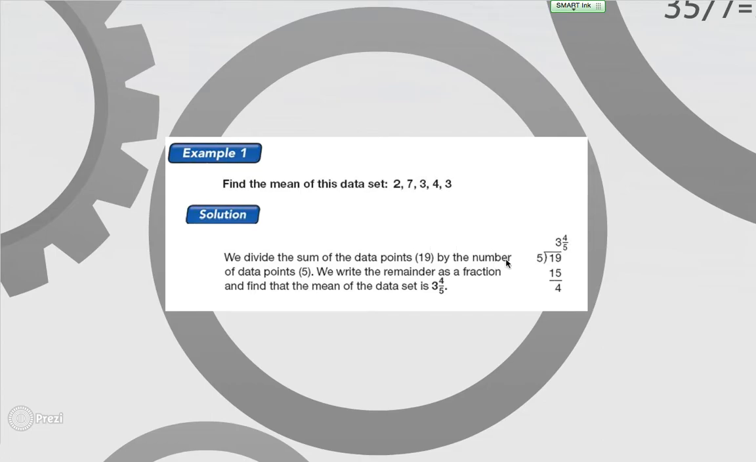And we find that it's 3 with the remainder of 4. So our mean for this data set would be 3 4/5.